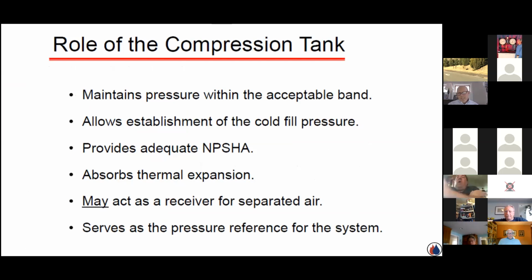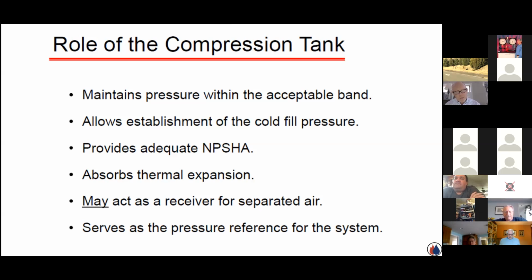So it plays a couple of important roles, if you will. Maintains a pressure within the acceptable band, meaning what's it take to fill it, and then what's my relief valve? So I want to make sure I don't activate my relief valve, because every time you do activate the relief valve unnecessarily, you're dumping water, system water, onto the floor, which in itself is a nuisance.